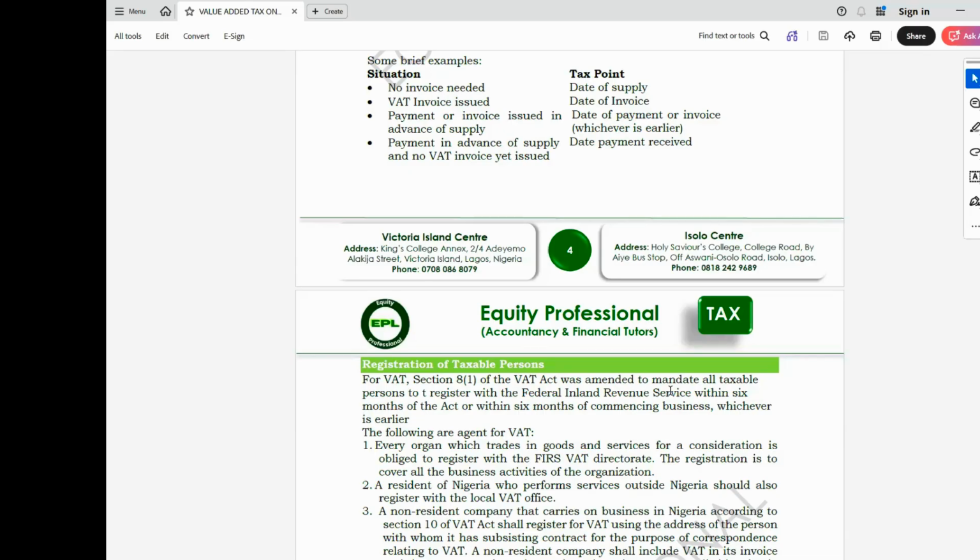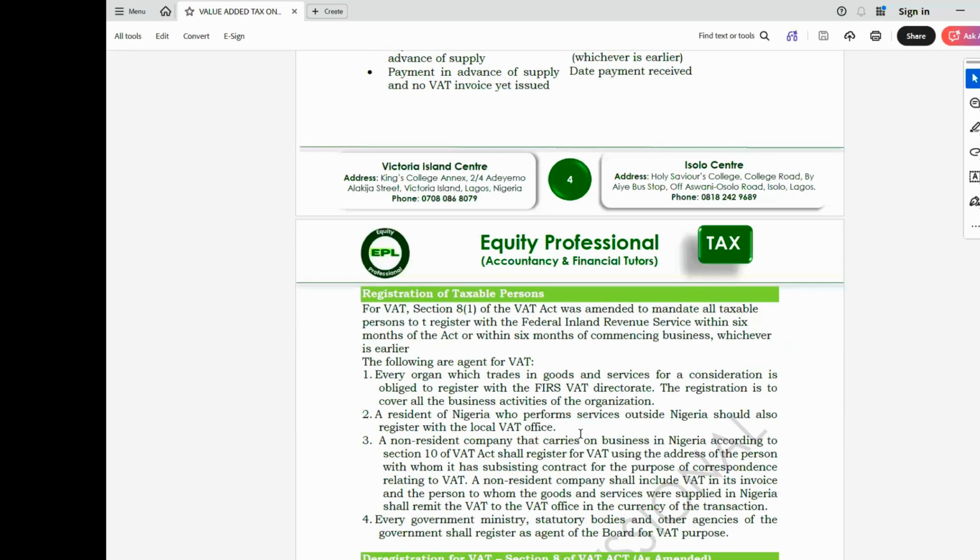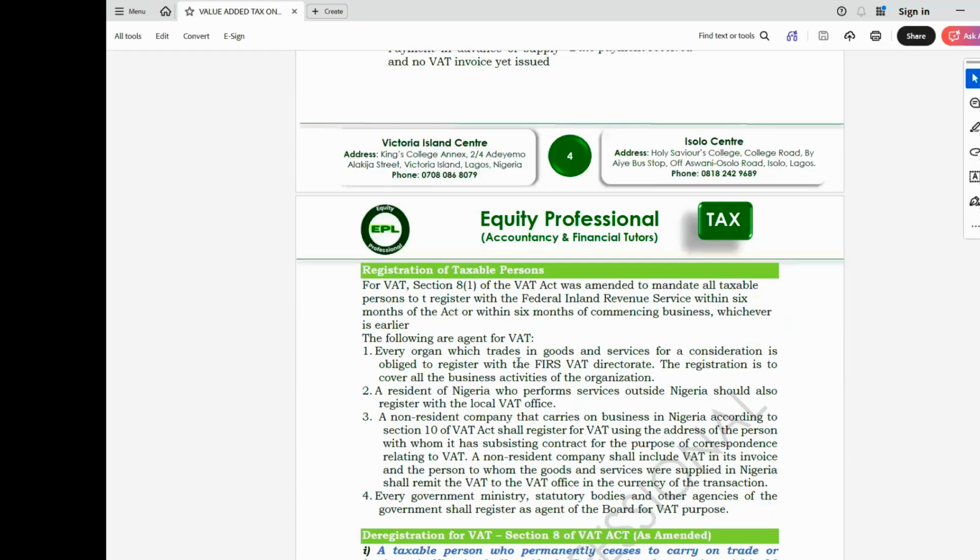And once you are engaged in vatable goods and services, once you are dealing with a vatable activity, you must register with FIRS for the purpose of charging VAT. So every organ which trades in goods and services for a consideration is required to register with FIRS VAT Directorate. The registration is to cover all business activity of the organization. A resident of Nigeria who performs services outside Nigeria should also register with the local VAT office.